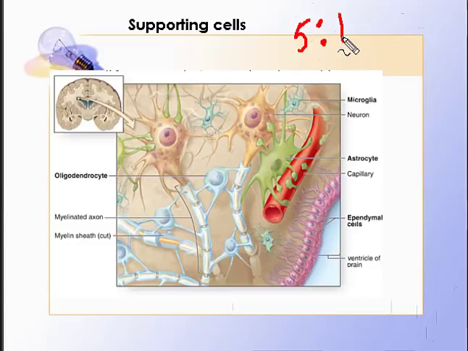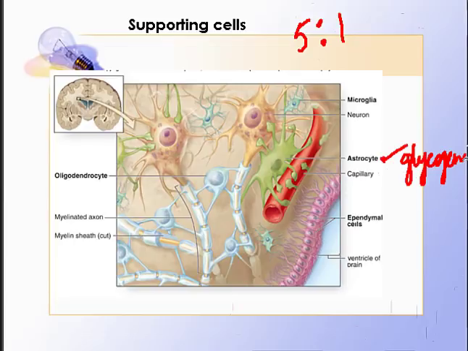The different types of supporting cells that we have include astrocytes. As you see here, these are astrocytes, and they are important because they are nutritive in function. They contain glycogen granules inside them, and glycogen is an immediate source of nutrition for the neurons.